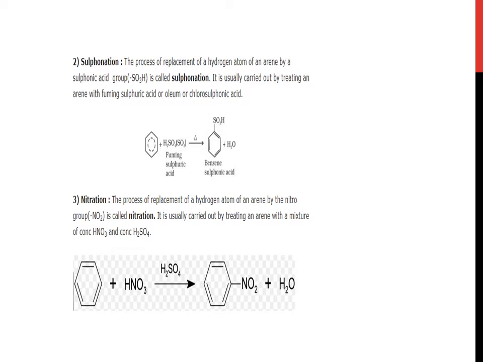Nitration: the process of replacement of a hydrogen atom of an arene by a nitro group is called nitration. It is usually carried out by treating an arene with a mixture of concentrated nitric acid and concentrated sulfuric acid. In this case, it's visible on the screen. When nitric acid is added to an arene in the presence of sulfuric acid, then H is replaced by NO2, giving nitrobenzene.